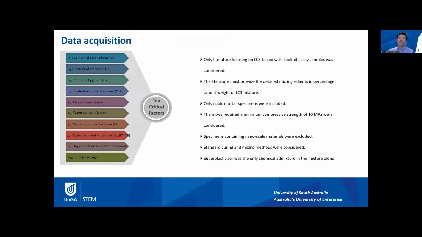Before the application of the framework, 10 critical factors of LC3 were determined based on previous studies, as shown here, including the mass of calcined clay, limestone powder, gypsum, and Portland cement. The content of sand, water, and superplasticizer are also included, as well as the kaolin content of calcined clay, calcination temperature of clay, and the curing age of the sample. To ensure the quality of data collection, the following conditions, shown on the right-hand side, were considered for data acquisition. Therefore, a dataset consisting of 360 samples was established from the literature.